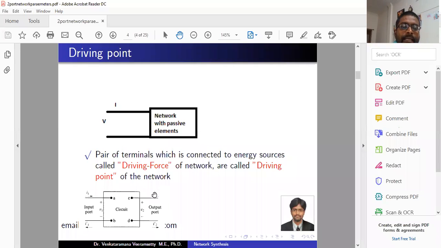Otherwise, suppose I connect the voltage source or current source at the second terminal, and I am connecting the load at the first terminal, then the second terminal will become the driving point. That means the terminals or pair of points of a network to which we are connecting the voltage source or current source are called the driving forces. Those points or pairs or terminals are called the driving point terminals or driving points of the network. So I hope you understand what is meant by the driving point.